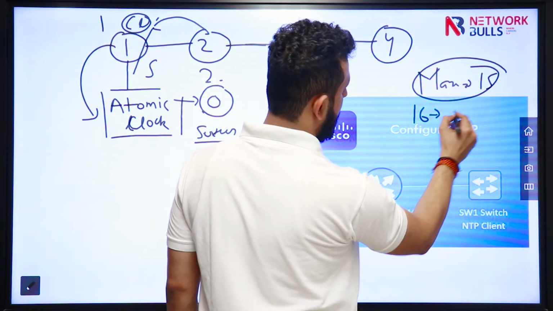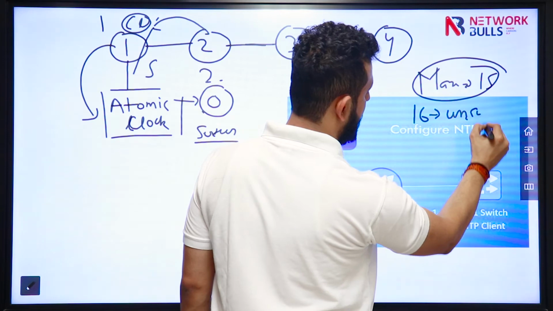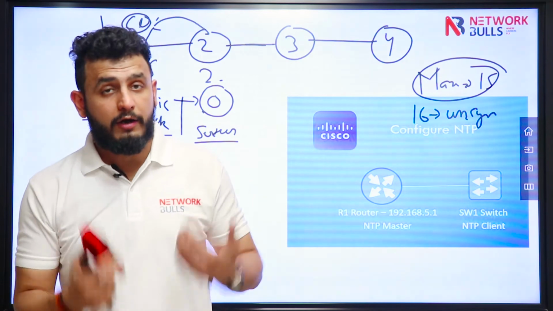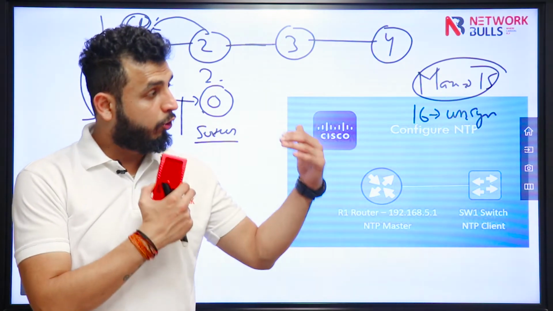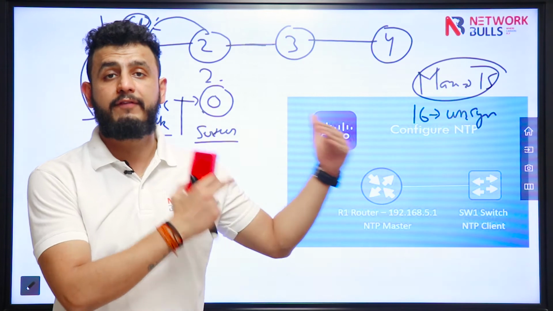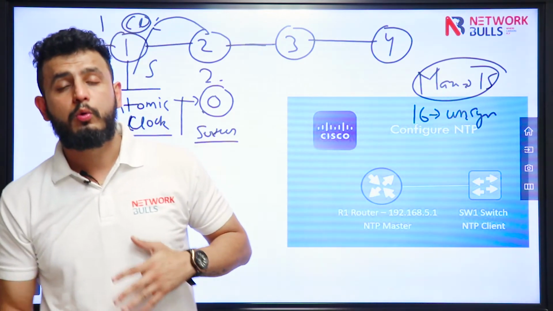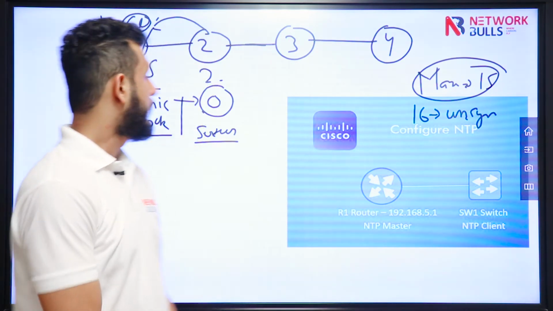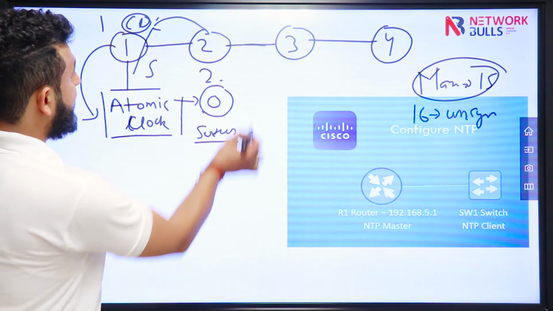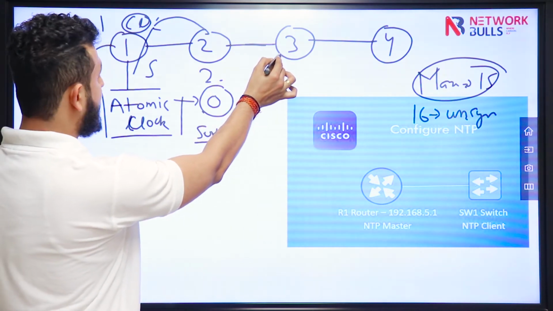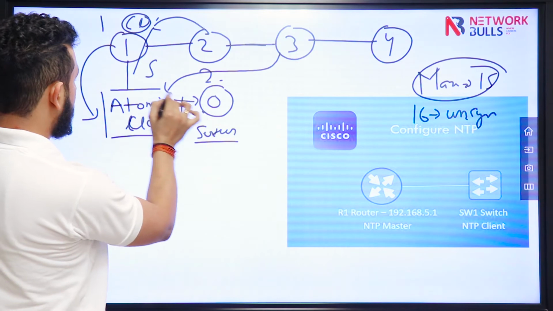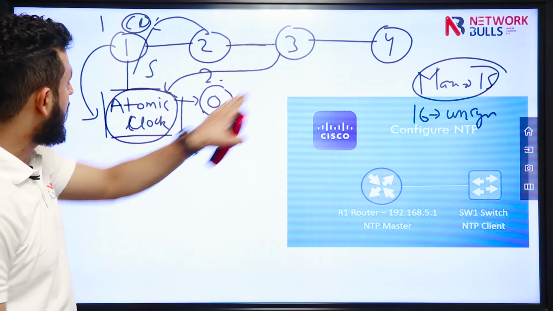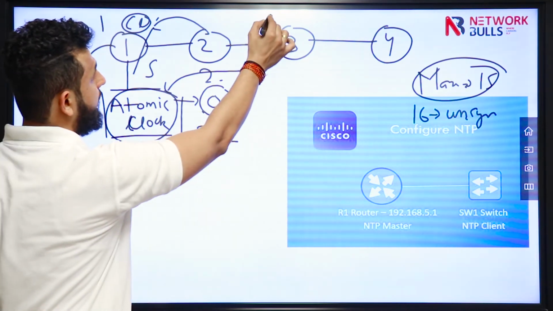16 means unsynchronized. It means you cannot sync time from an NTP server which has a stratum value of 15, because when the time comes to you, the stratum value will be 16, and 16 is counted as unsynchronized. I am continuing with the example. Let's say R3 is syncing time directly with this particular atomic clock. So the stratum value we will get on R3 will be according to this clock. So it will be 1.